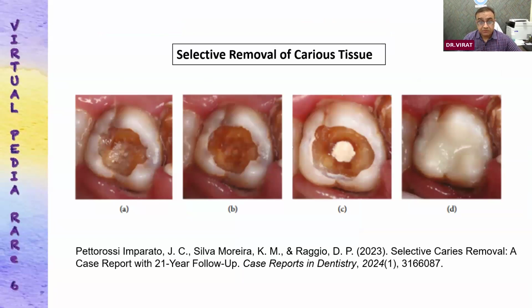This is a representative case in which there is selective removal of the caries tissue and a pulp capping agent is placed, and later on the final restoration is done.